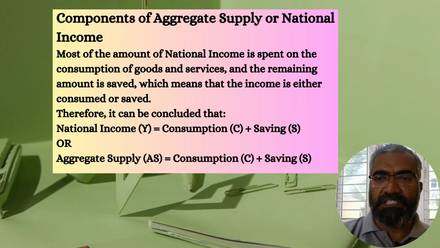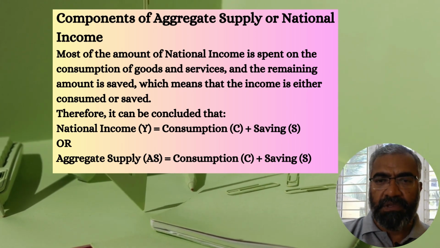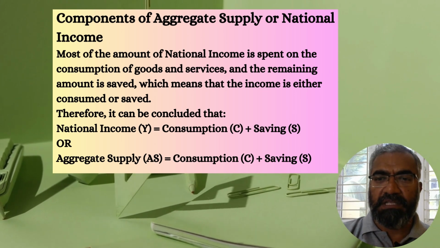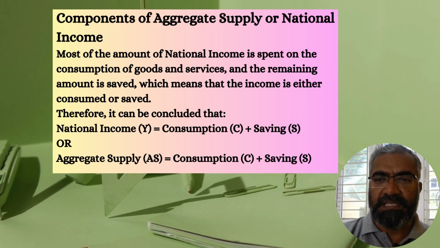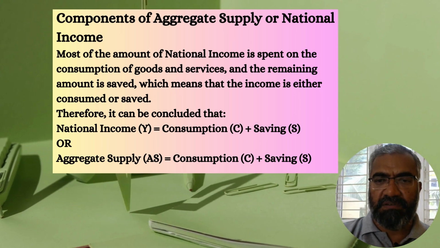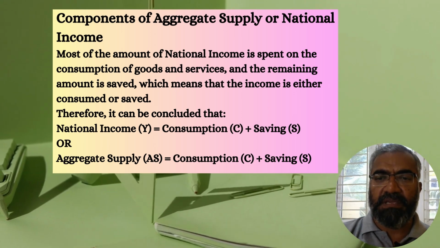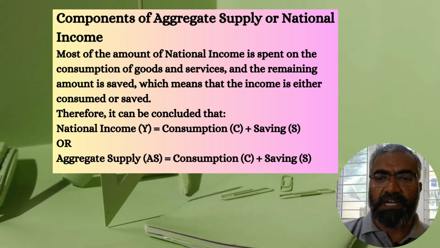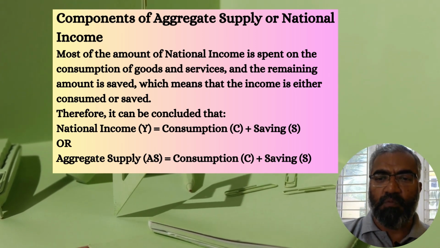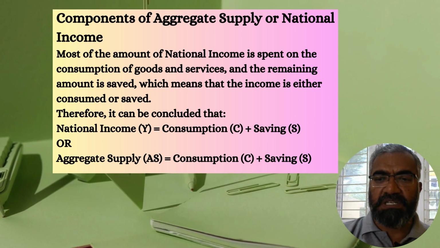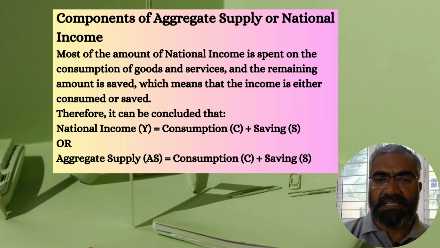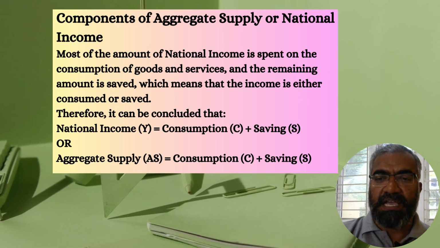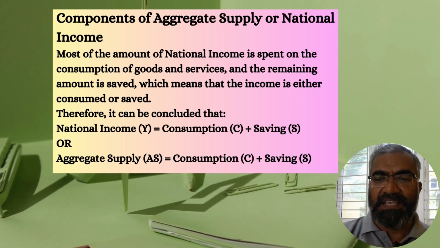Components of aggregate supply or national income. Most of the amount of national income is spent on the consumption of goods and services, and the remaining amount is saved, which means that the income is either consumed or saved. Therefore, it can be concluded that national income Y = consumption C + savings S, or aggregate supply AS = consumption C + saving S.